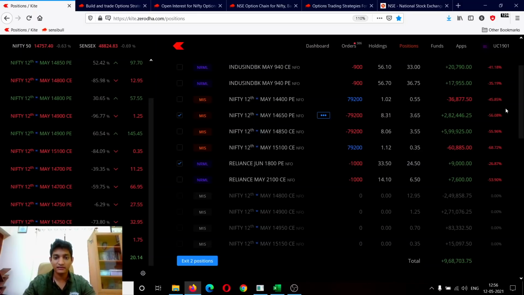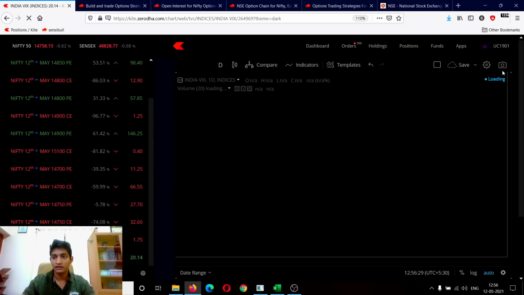So India VIX is nothing but the volatility index, and this is based on Nifty. So the volatility index of Nifty. Now, what does that mean? So let's just take a look at India VIX.